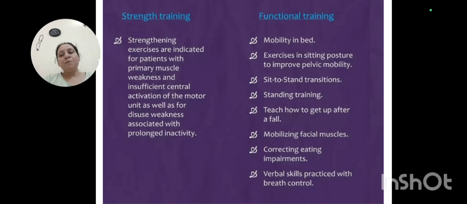Functional training: now these people find it very difficult to sit or stand or to move. They find it very difficult to do, so you need to go in for mat exercises with them. These are called functional training exercises, like how to move on bed, side lying, supine, prone, rolling, then side lying to sitting, sit to stand, stand to reach forward.